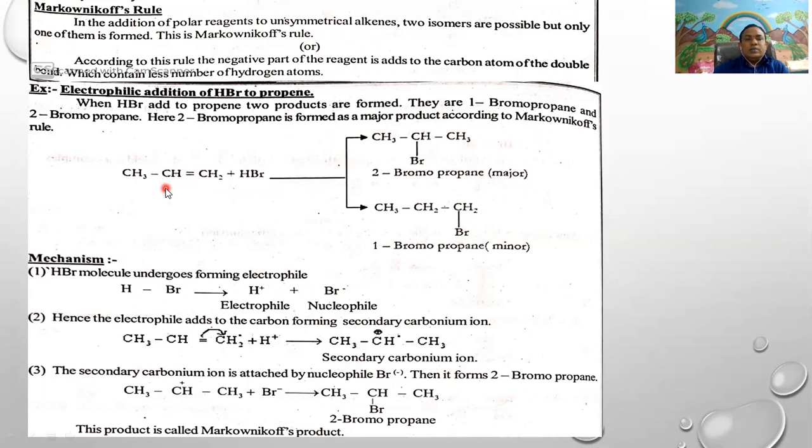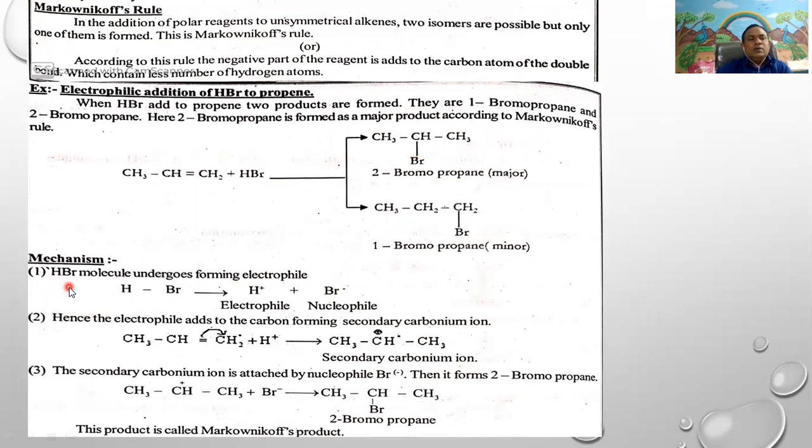Means here, asymmetric alkene addition with halogen acid or hydrogen bromide, the negative addendum, the bromide ion, attacks the carbon containing the least number of hydrogens beside the double bond. This is called Markovnikov rule. Therefore, according to Markovnikov rule, propene upon treatment with HBr gives 2-bromopropane as a major product.